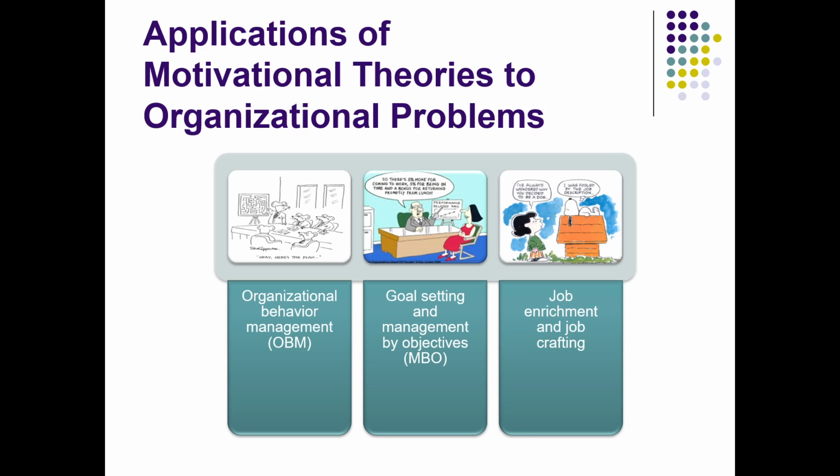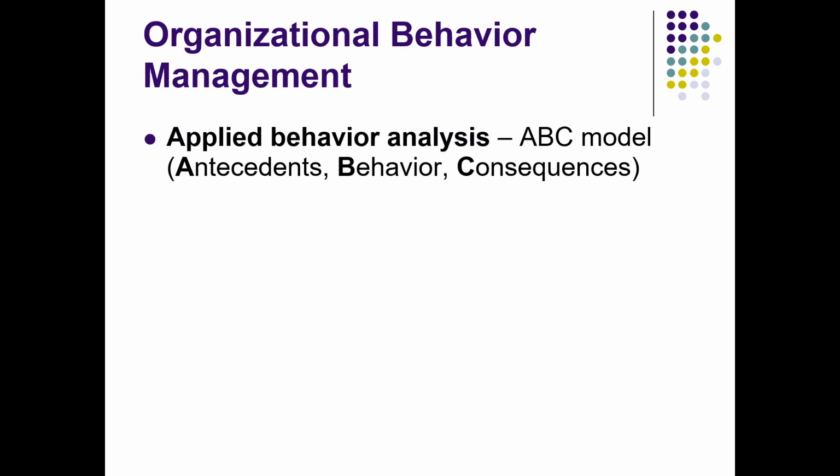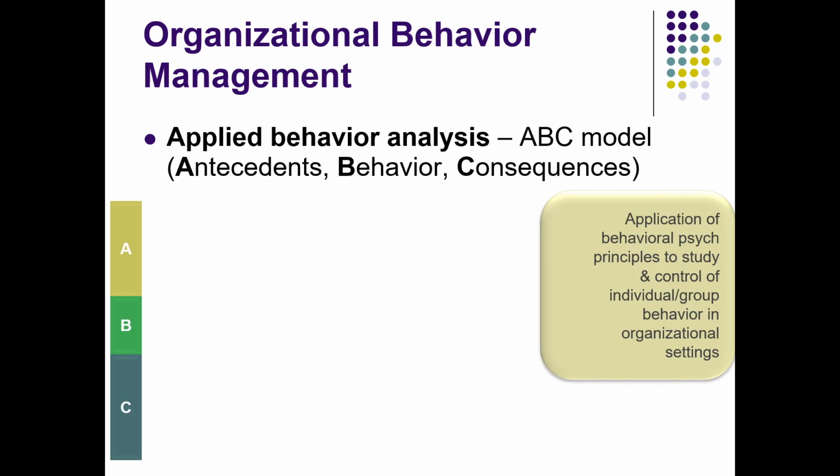I don't know if anybody else thinks my little cartoons are funny, but I find them amusing. So anyway, let's talk about applied behavior analysis, the ABC model. It's called the ABC model because we're going to be assessing antecedents, behavior, and consequences in this model. So it's an application of behavioral psych principles, and we're going to be studying and controlling individual and group behavior in organizational settings. And it is exactly what that sounded like. We're going to be studying and controlling individual and group behavior.